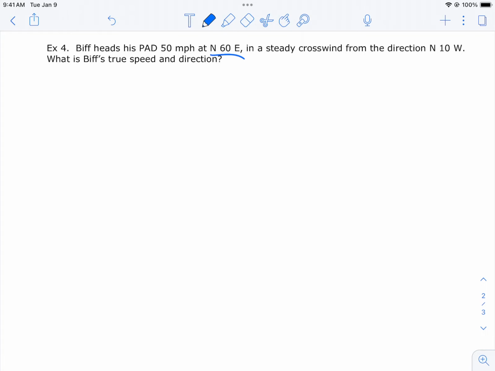We got Biff. He's heading in his personal aviation device, 50 miles an hour at north 60 east. Okay, so we have these kinds of angles now. Notice north 60 east, you're not going to say theta is 60. No, you're not. Theta is not 60. In fact, let's figure out what theta is.